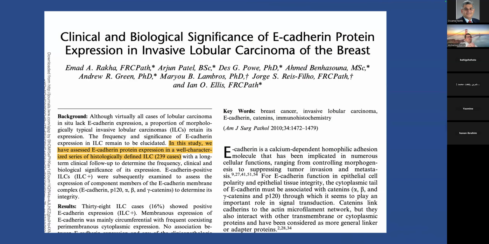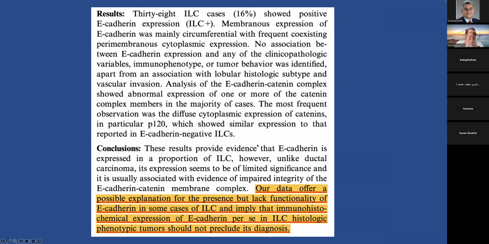So this is the paper I was talking about, when they basically took cases who look like lobular and they did the E-cadherin and they found E-cadherin expression in them. And they were trying to figure out, is it functional or not functional? And in their conclusion of the paper, because they did the other stain, this tumor, even though in an immunostain they have E-cadherin, it may not be functional E-cadherin. And that's why they still have that discohesive individual cell growth pattern.